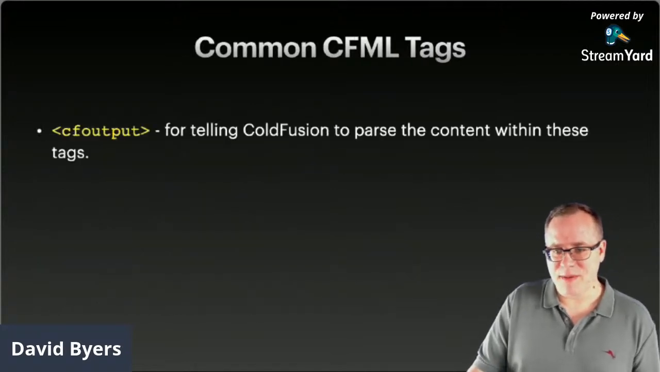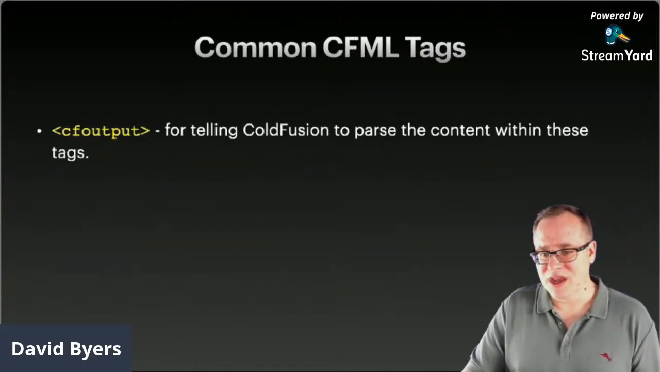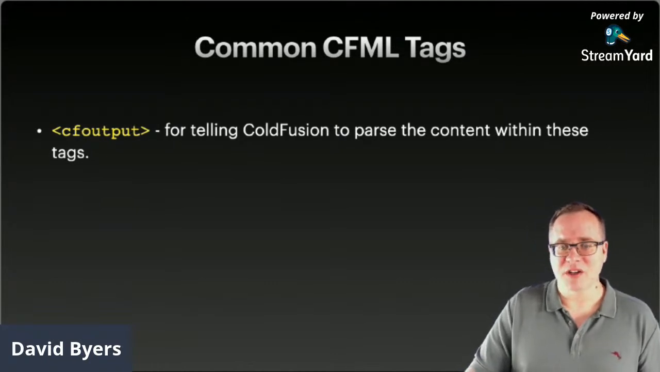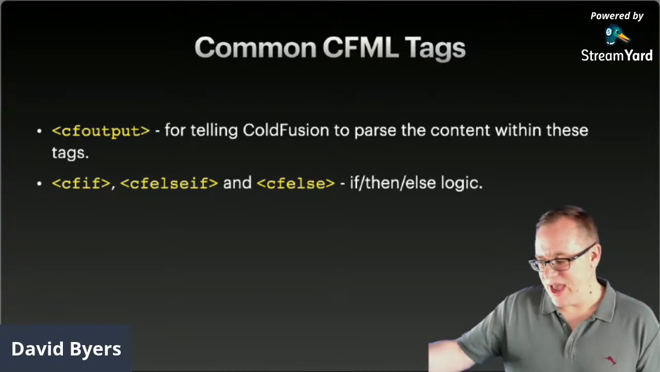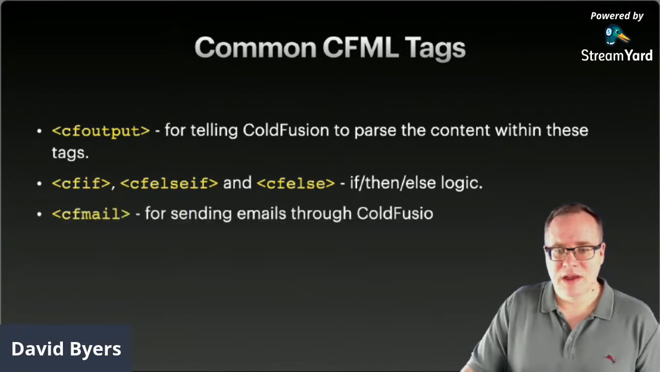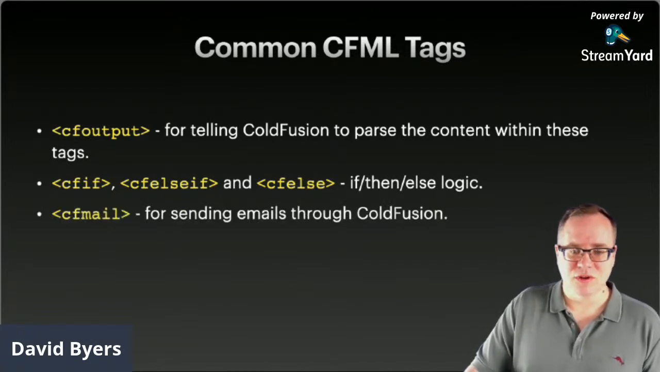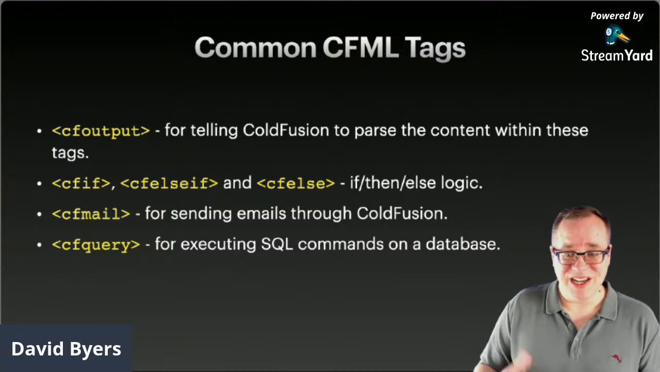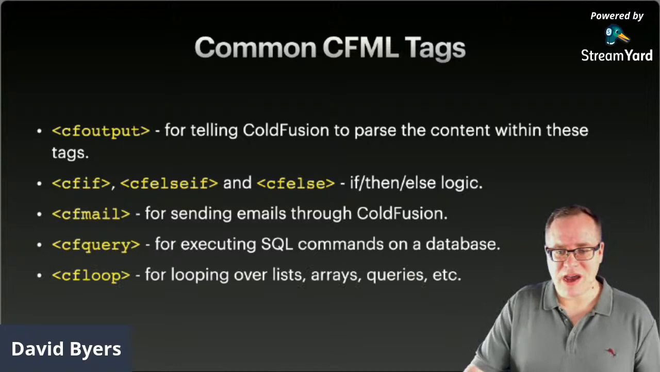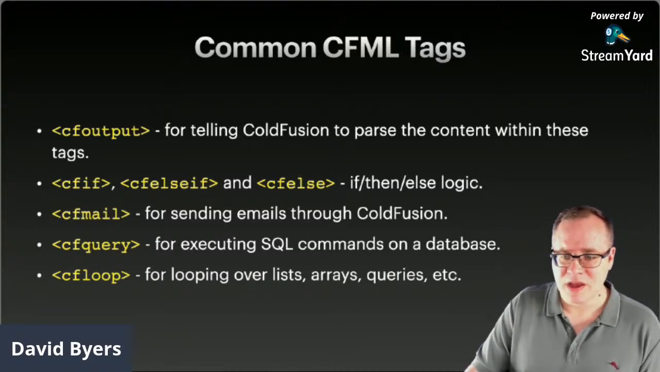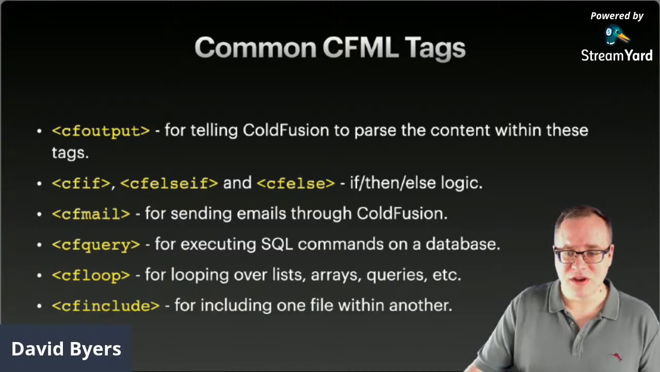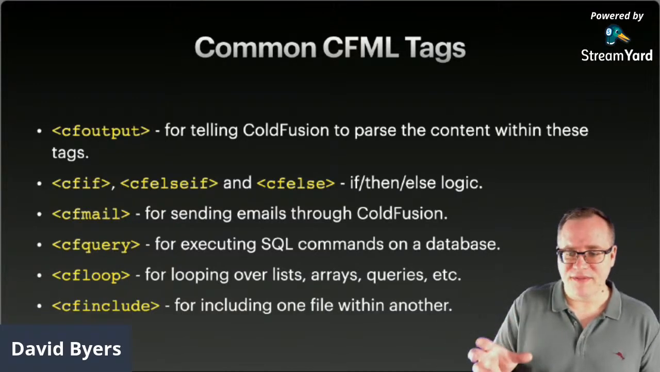Some of the common CFML tags that you'll see are like CF output for telling ColdFusion where to parse the content within the tags. If, else if, and else give you if, then, else logic. You know, if this, do that, otherwise do this. CF mail for sending emails through ColdFusion. CF query for executing SQL commands against a database. A lot of backend integration. CF loop you can use to loop over lists, arrays, queries, all sorts of things. CF include, you can use CF include to include one file within another file.